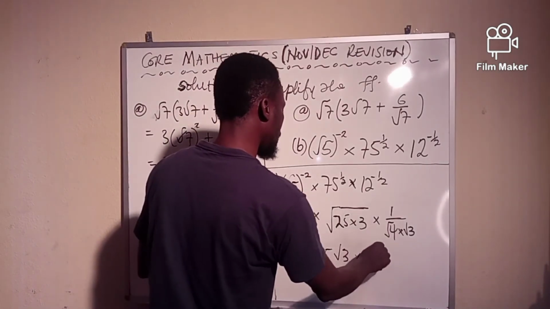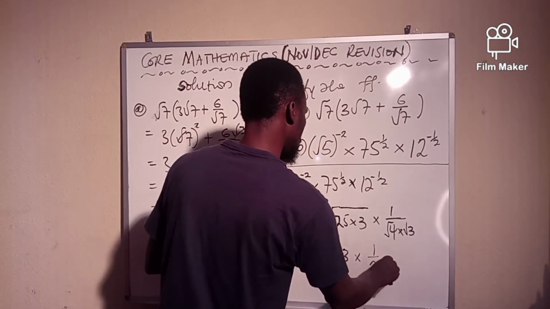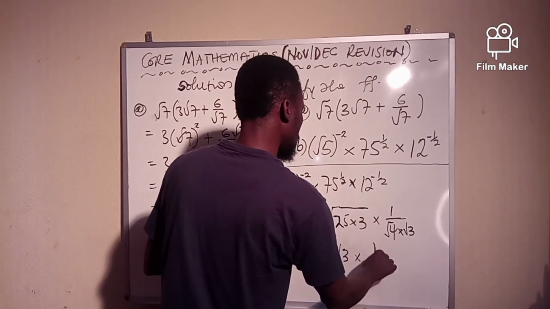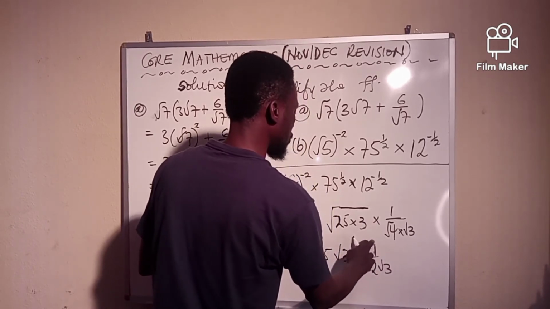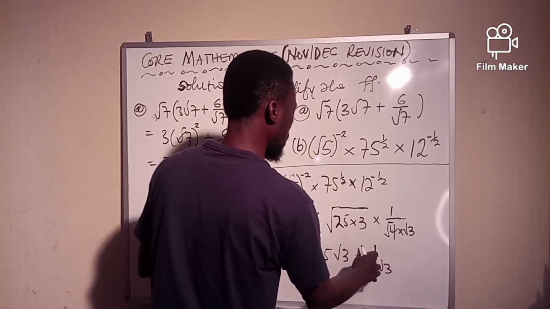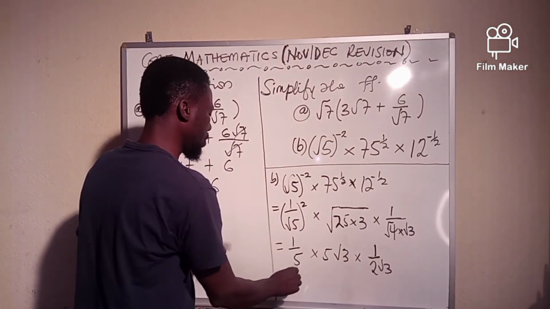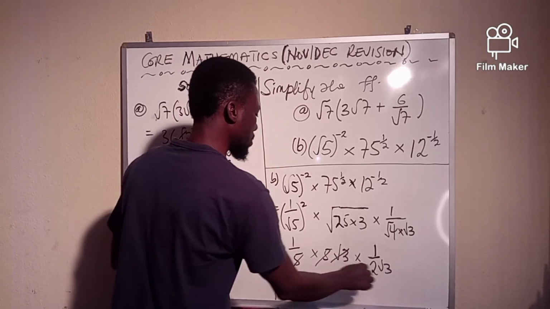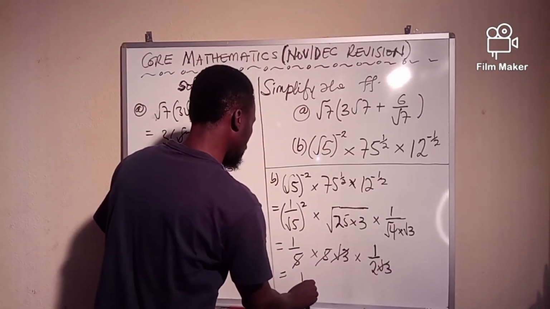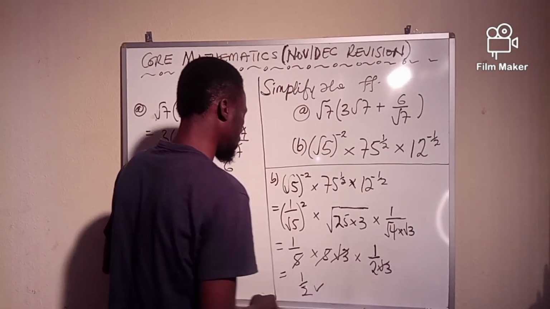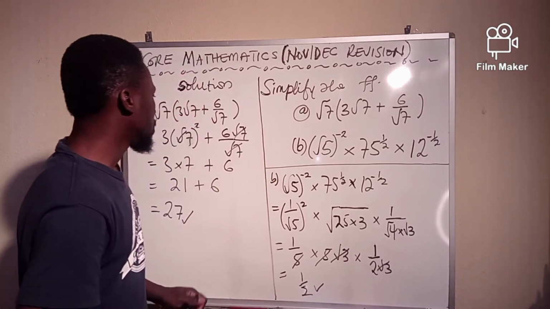Times here we have 1 out of 2 root 3. All right. So because the square root of 4 is 2, so we shall have 2 multiplying root 3, and that gives us 2 root 3. And this will be equal to, this cancels, this cancels, and our answer is equal to 1 out of 2. And that is the answer to the second one.